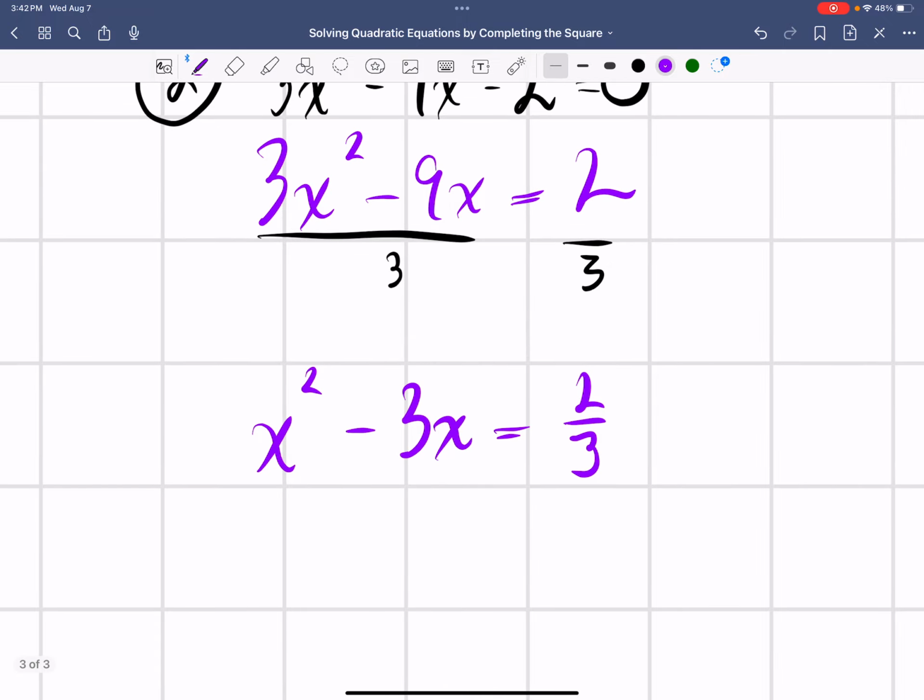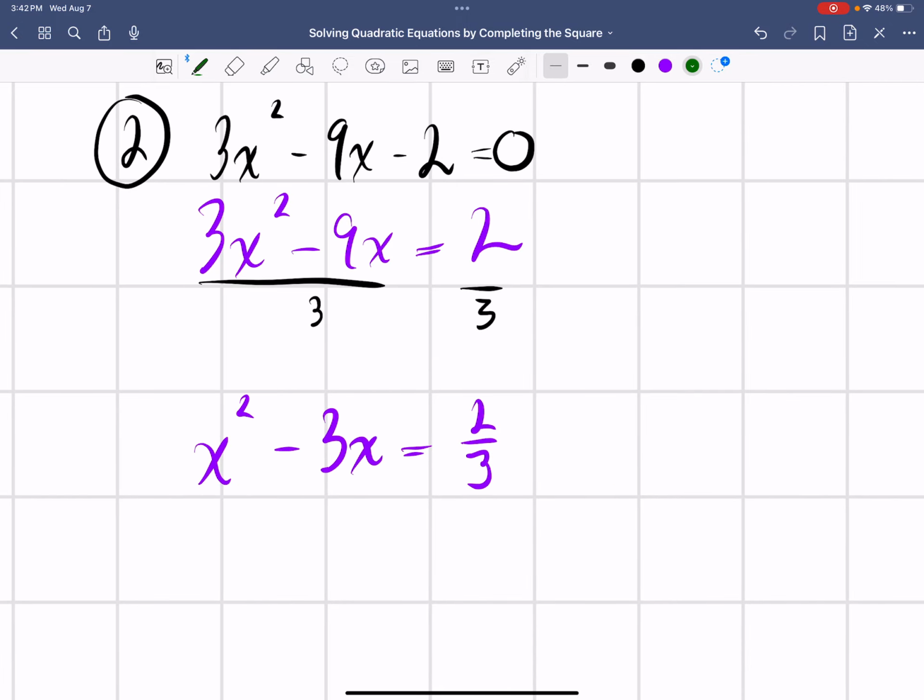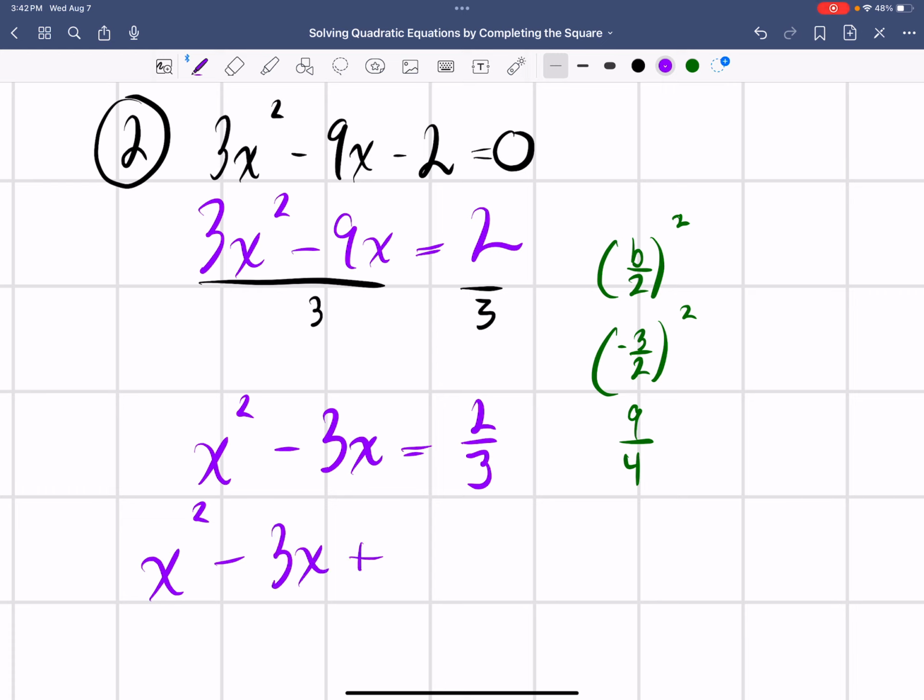The next step, and the key step again, is we add b over 2 squared to both sides. A little inconvenient here because b is -3, which is odd. So when we divide it by 2, it won't divide nicely, but that's all right. So we have -3 over 2 squared, which is going to be, well, if we square a negative number, it's positive. And we'll just square the top, 9, square the bottom, 4. So we get 9/4. So we now have x squared minus 3x plus 9/4 equals 2/3 plus 9/4. Don't forget to add it to both sides so that the equation is still true.